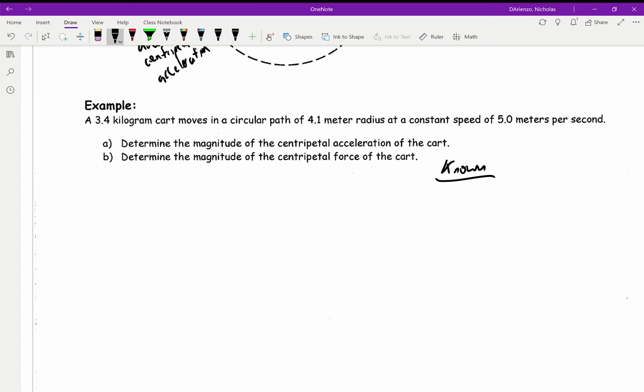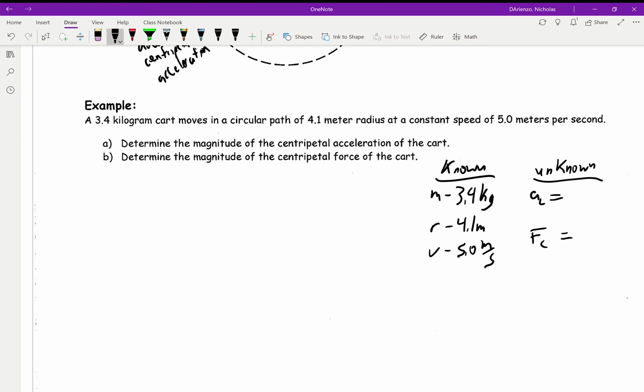What are our known quantities? Well, we definitely know the mass of the cart. It's 3.4 kilograms. We know the radius of the path, which is 4.1 meters. And we know the velocity of the cart, 5 meters per second. Well, let's see what we don't know. We don't know centripetal acceleration. We don't know the centripetal force. So we're going to solve for each of those.